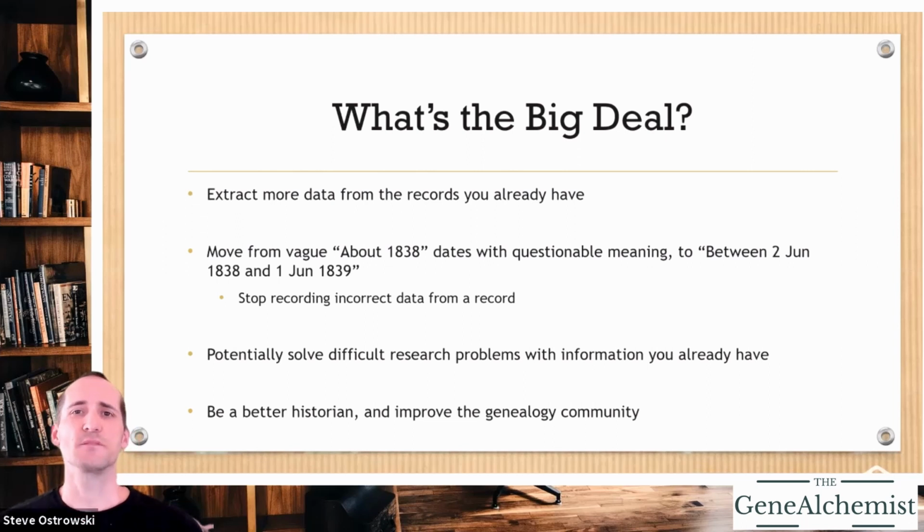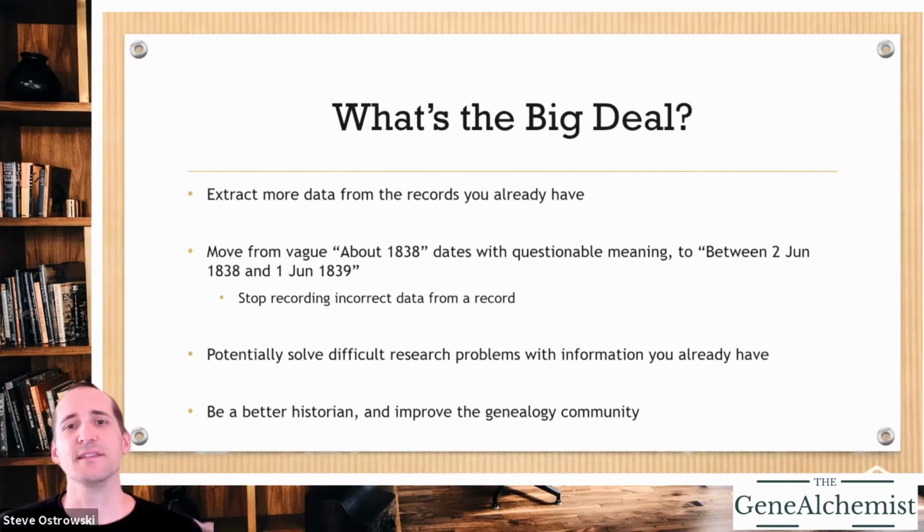Second, and this is probably the most important, is that we're going to move from vague and not very meaningful dates such as, quote, about 1838 or circa 1839. And I'm going to explain why that doesn't really make sense, and it's an incorrect way of recording this information. So we're going to move from that type of date recording, which is very common today, to something much more precise, such as between the 2nd of June, 1838 and the 1st of June, 1839. As you can see, that gives us a much clearer range than about 1838.